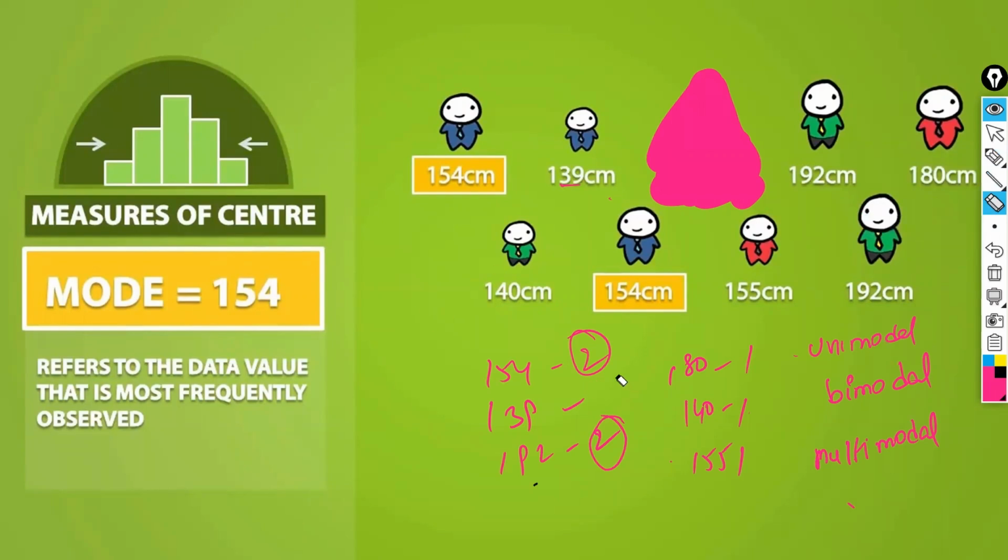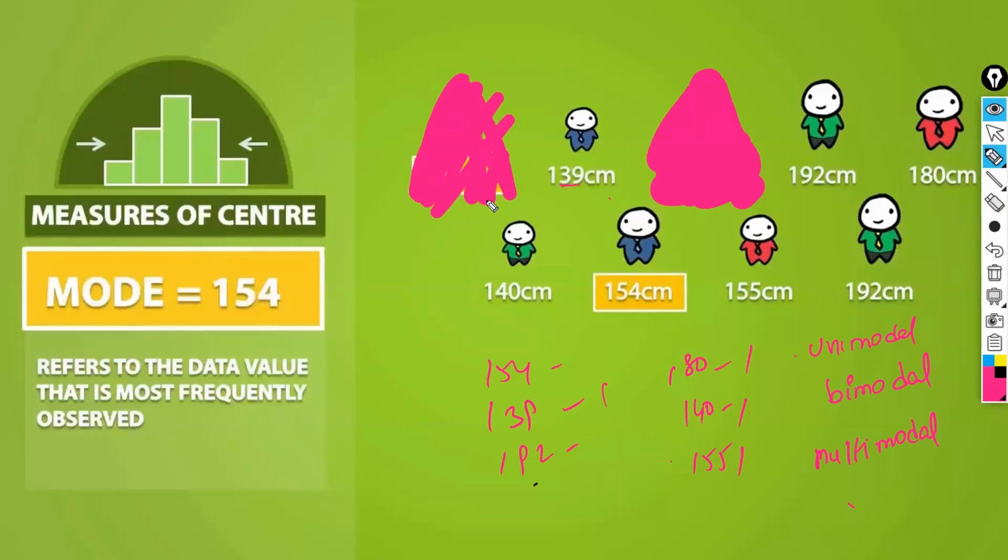Now in this example, this 154 is also not there, and this 192 is also not there. You have only 1, 2, 3, 4, 5, 6. Out of all, 6 of them are unique. You have only 6 data points, and all of them are unique. Everything is 1, 1, 1, 1, 1, 1 only. None of them got repeated. Second time also, none of them has got repeated. Now in this case, everyone is equal. Then in this case, it is called no mode. There is no mode. For my data set, none of them has got repeated.